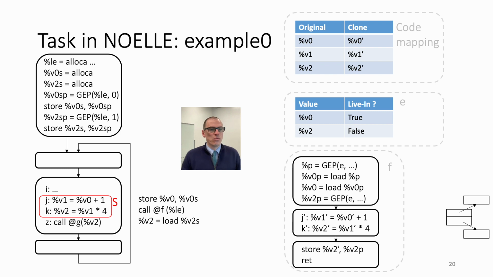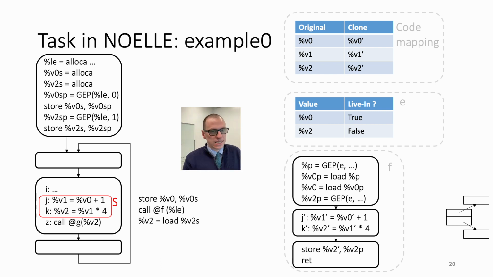How do we do that? Well, we take the live-in value, or all the live-in values. In our case, we only have %V0. We take that and we store it into the memory location that corresponds to that live-in value, in our case %V0s. Then we invoke the function. Because live-out variables are value-propagated after the task execution, we don't have to do anything before the task. By invoking f, we execute the task.